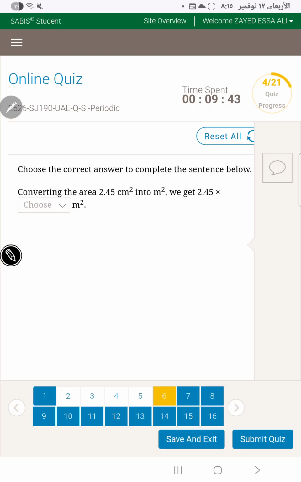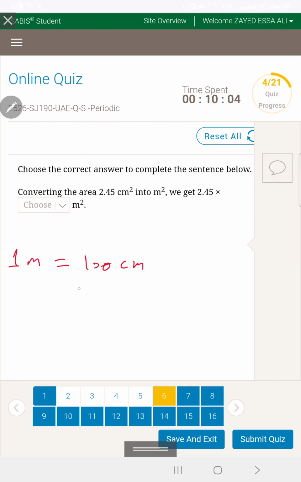Choose the correct answer to complete the sentence below. Converting area from centimeter squared into meter squared. How do we do that? Okay, so first step, we know that 1 meter is equal to 100 centimeter. If you square both sides like this, you get 1 meter squared is equal to 10,000 centimeters squared.